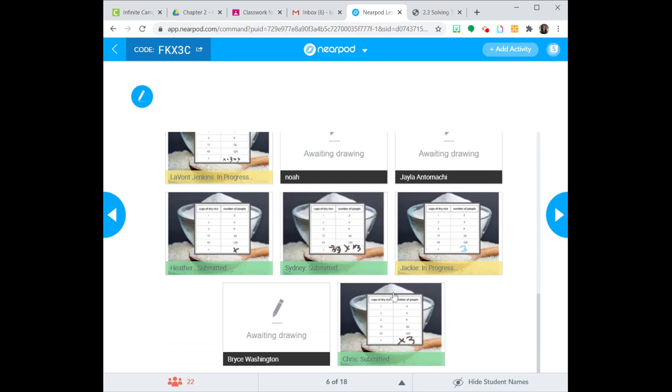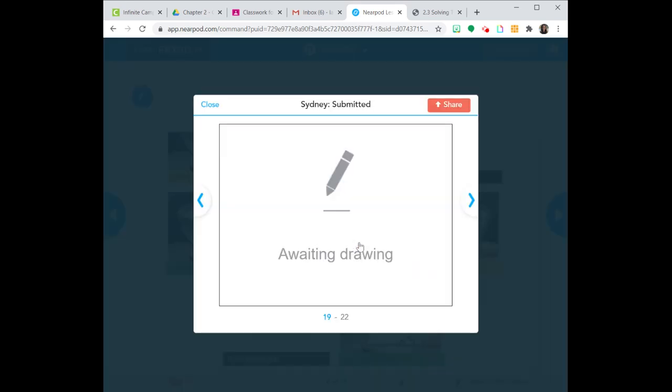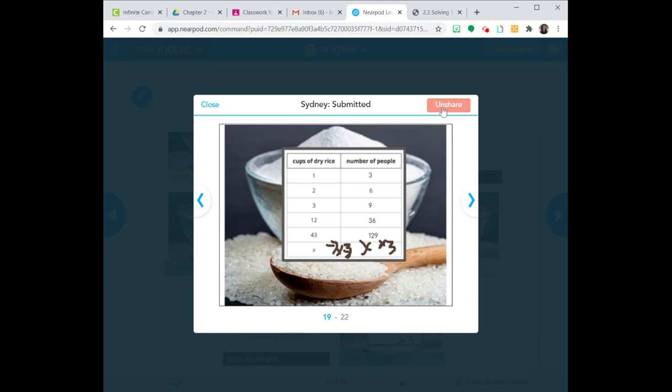See a lot of you writing similar things. Perfect. Okay, so I'm going to go ahead and share this. So you can see on this student's work that she wrote that arrow showing that all we did from left to right was multiply by 3.